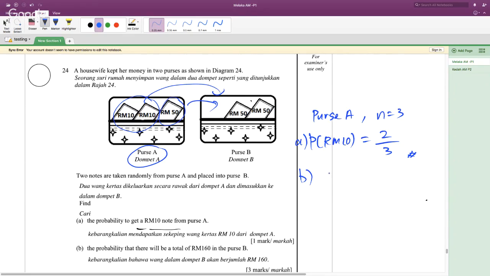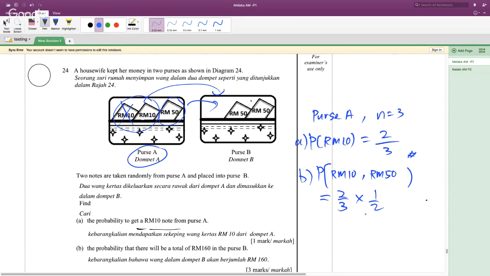So that means if I take the 10 ringgit first, then only I take the 50 ringgit. The probability will be like this: 10 ringgit will be 2 out of 3. And then if I take one 10 ringgit already, I still have 2 left here, isn't it? So if I take a 50, it's 1/2.